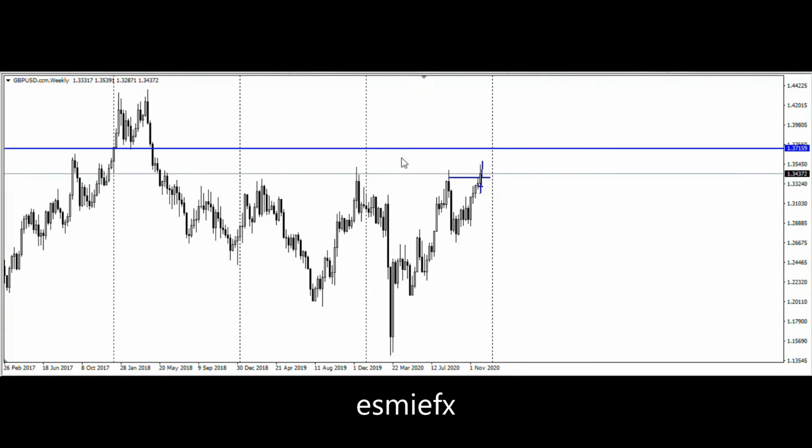So we'll wait and see how price is going to unfold on Monday, because there might be a deep retracement before it moves up to this level, or it might just move straight to that level and then give the drop that we're looking for. This is about 285 pips.